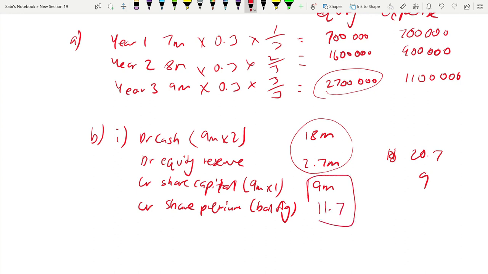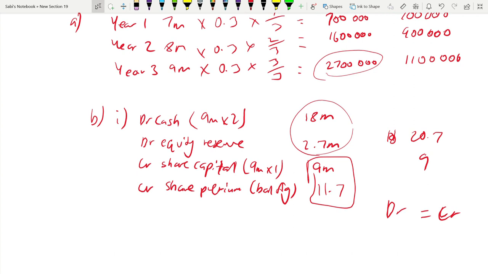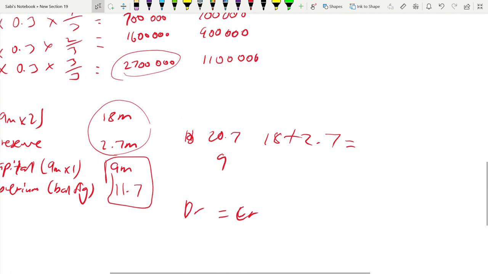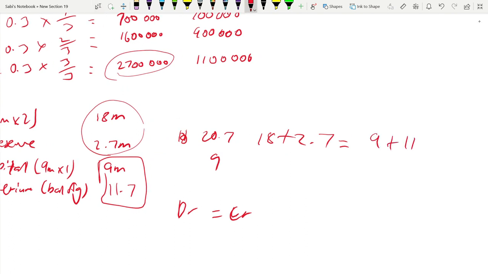Now, see, when you are doing the double entry, always, always remember in SBR, debit should equal to credit. It should. If it's not, something is wrong. You're missing out on something. It should always. So now if you add up your debit side, that is your 18 plus 2.7 with your credit, that is your share premium and share capital 9 plus 11.7, it will add up to 20.7. Okay.